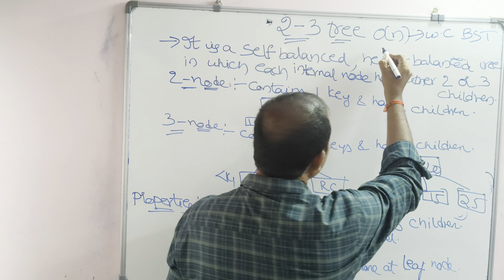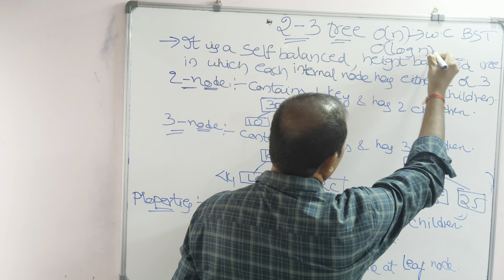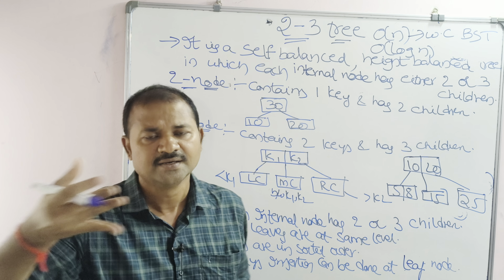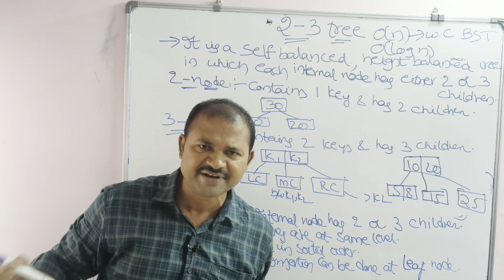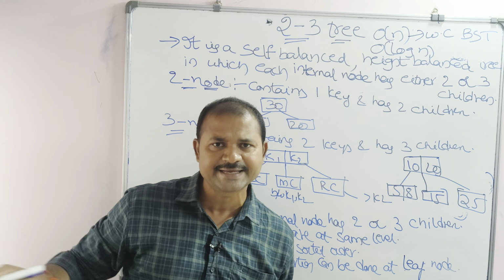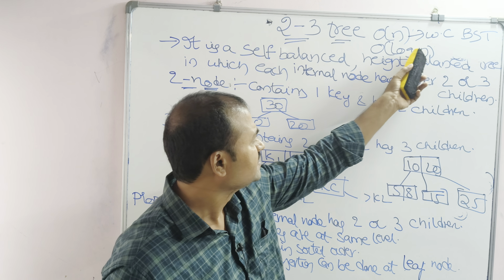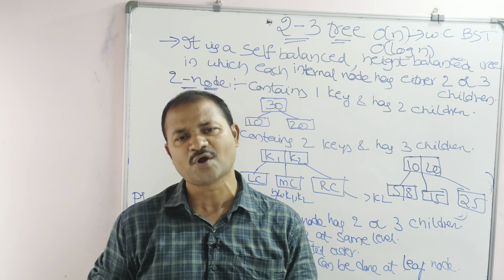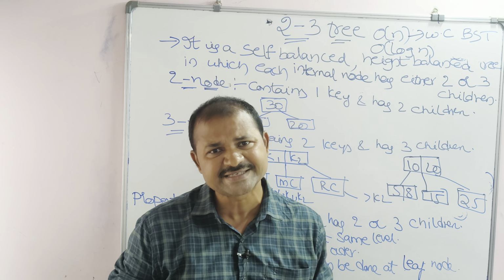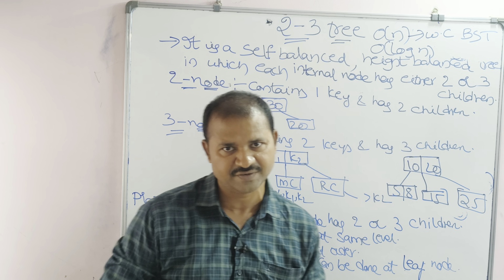Here the time complexity of the 2-3 tree is O(log n). If we take the best case, worst case or average case, for all the operations, insert, delete, search, in all the cases, the time complexity is O(log n). So log n means it will take less time to perform the operation.